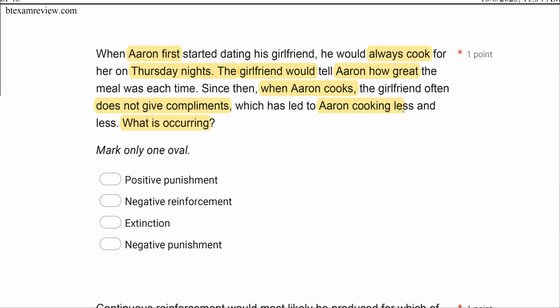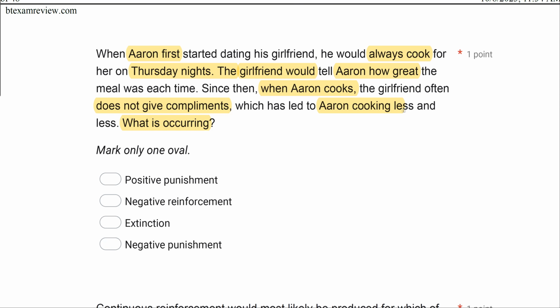So let's start with Aaron cooking less and less. What is his behavior doing? It's decreasing. And when we have a decrease in behavior, we know either extinction or punishment is in play. What is the consequence? Well, the consequence is the girlfriend is just not giving compliments. She's not adding anything. She's not taking away anything. She's withholding something. She's withholding the reinforcement.